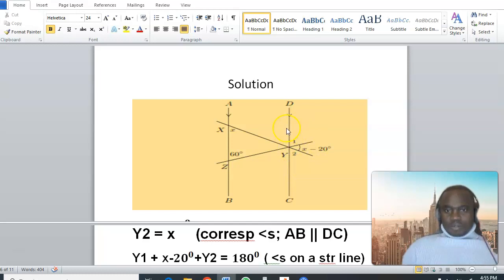Alright, good. So here we have y1, angle on a straight line: y1 plus x minus 20, that is this one, plus y2 should be equal to 180. So that's why we have this one here. y1, which is this one, plus x minus 20 degrees, this one, plus y2, which is this one, should be equal to 180. That is angles on a straight line.